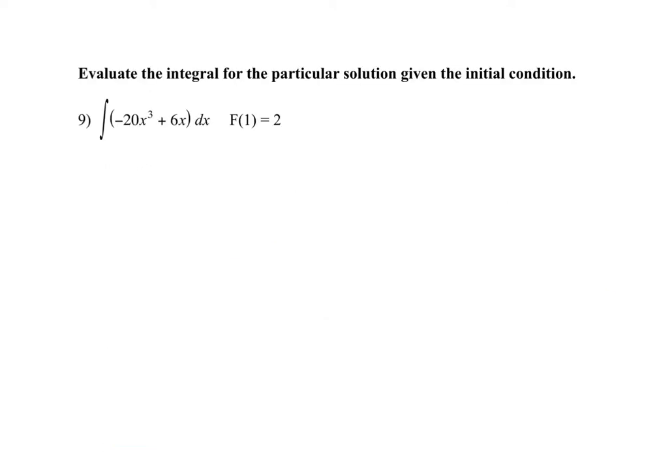This says evaluate the integral for the particular solution, given the initial condition. So the first thing I'm going to do is I am going to just take my antiderivative. So negative 20, my new exponent is going to be 4, and then divide by 4. Plus 6, my new exponent is going to be 2, and then divide by 2, and plus c. And of course you want to reduce it. So we have negative 20 divided by 4 is negative 5x to the 4th, plus 3x squared plus c.